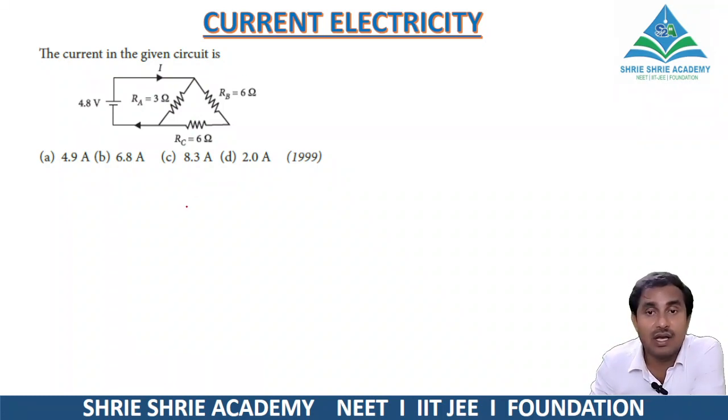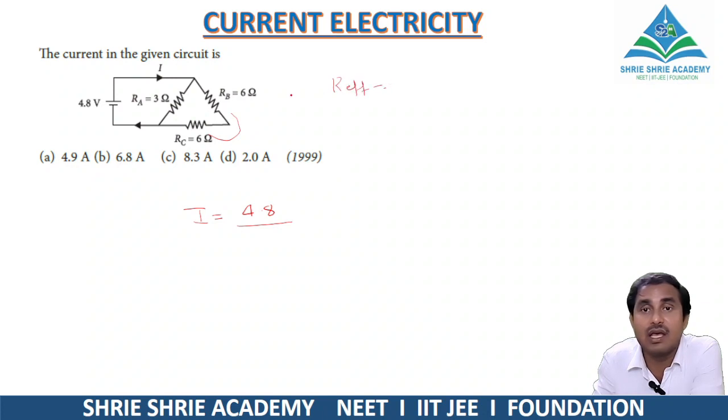You can find out current: I is equal to total voltage, which is 4.8, by total resistance. Actually 6 and 6 are in series connection, so that means 12, and here 3. 12 and 3 are in parallel connection. So R effective is 12 into 3, that is R1 R2 by R1 plus R2.